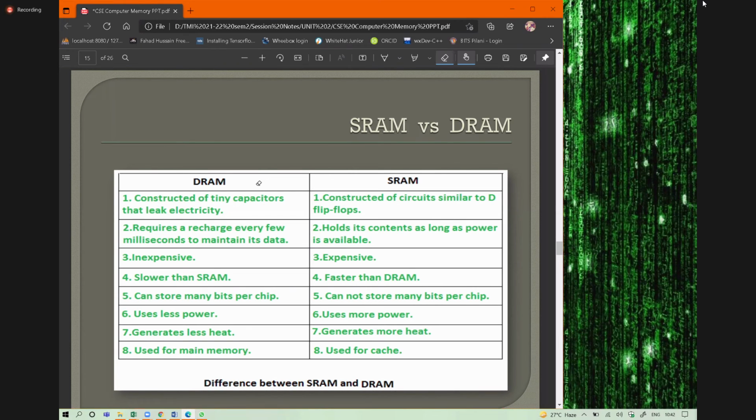DRAM uses less power. SRAM uses more power. DRAM generates less heat, and SRAM generates more heat. DRAM is used for main memory, and SRAM is used for cache memory. Okay, that's all. Then thank you so much.